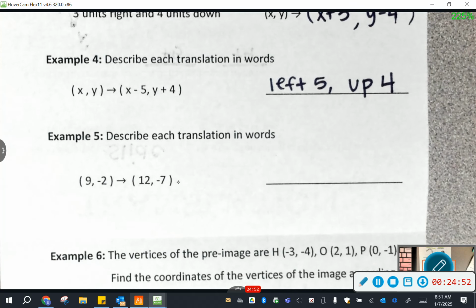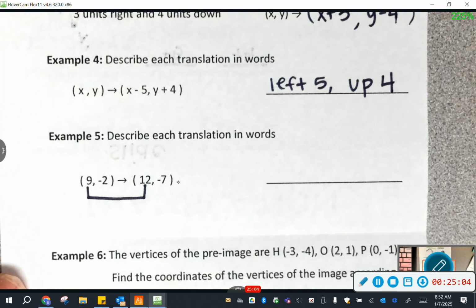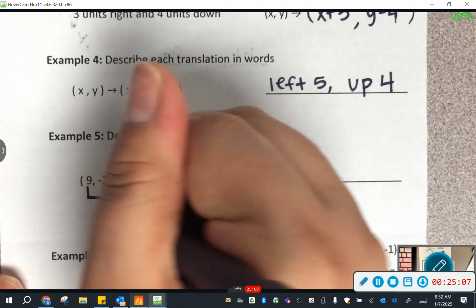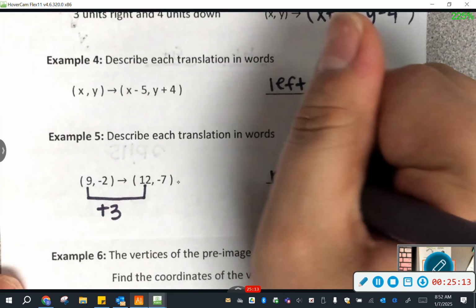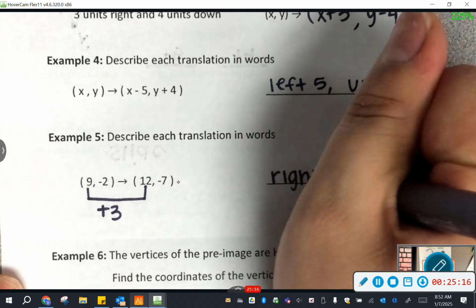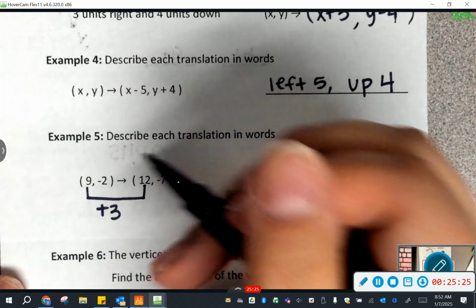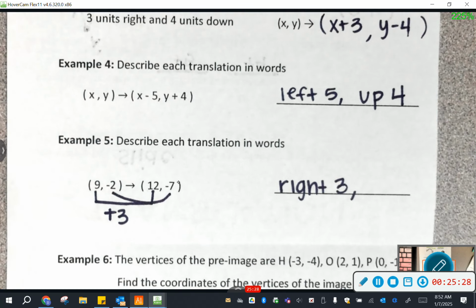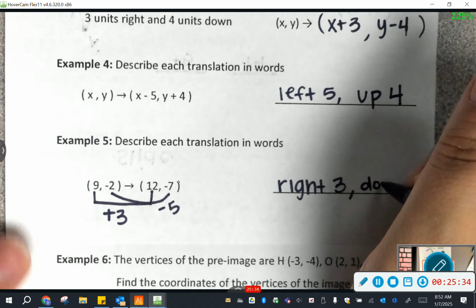All right, example 5 is different. I'm not giving you a rule or a description. But I am giving you 2 points. You have to figure out what's happening from this x to this x. It's plus 3, which means it's going to go right 3. Remember, x's go left and right. Be careful with negatives. So how do you go from -2 to -7? -5, which would make me go down 5.